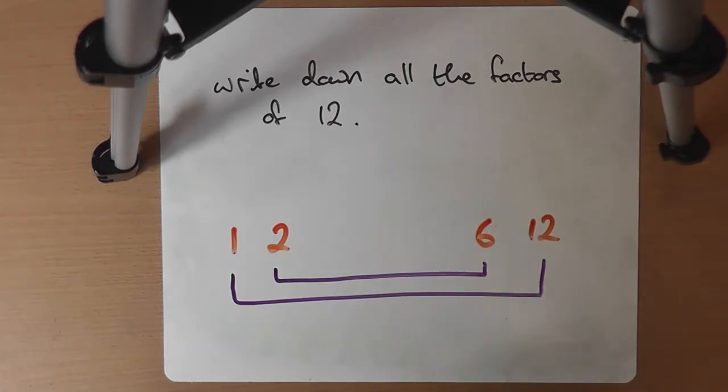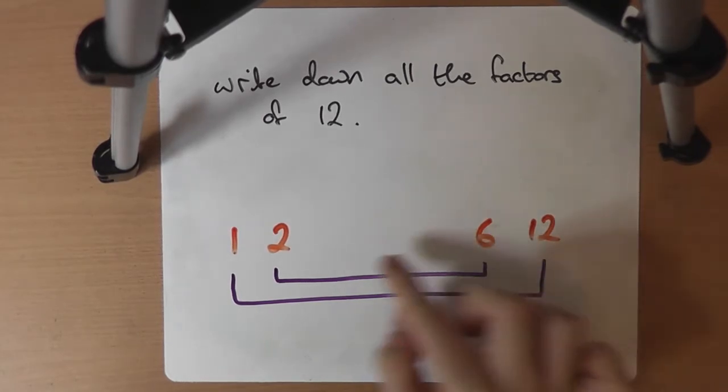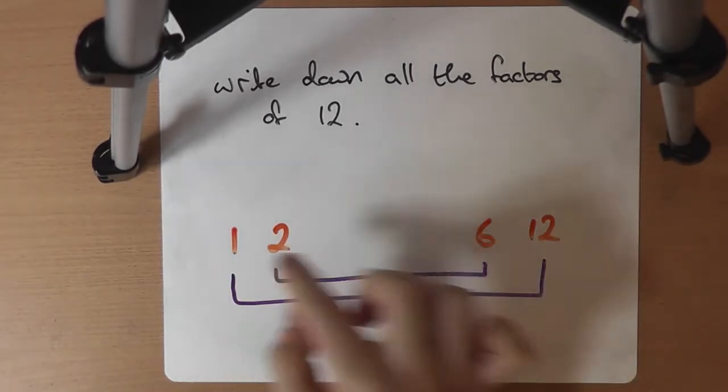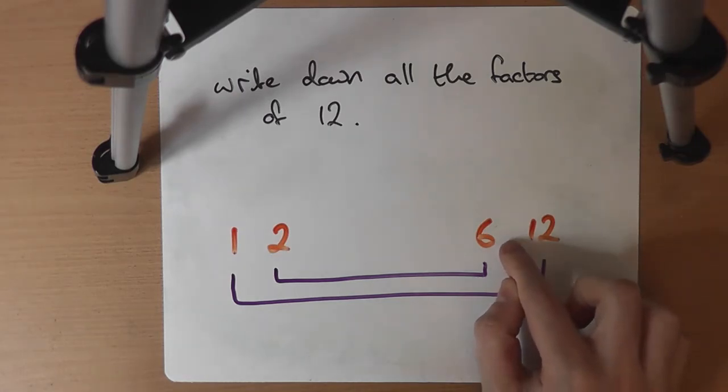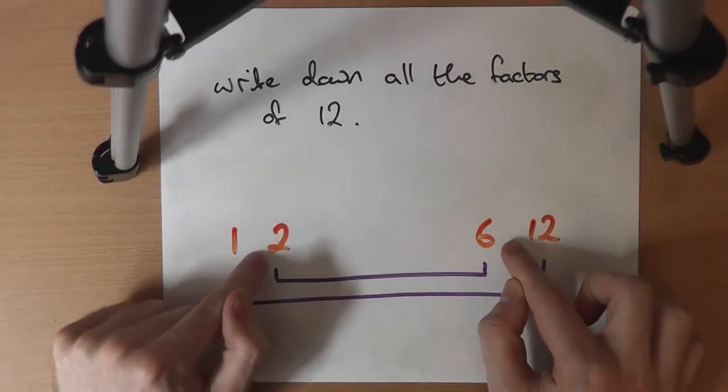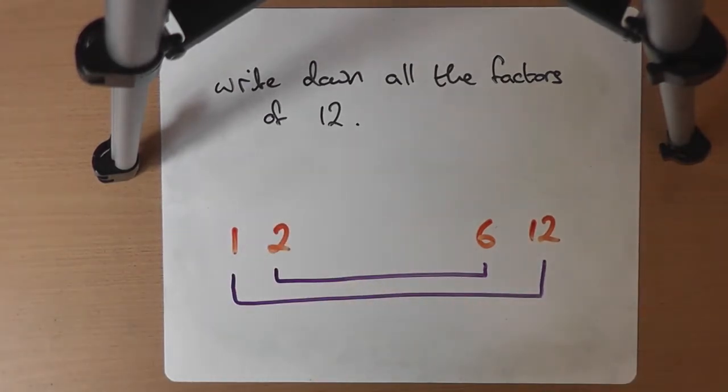There cannot be a factor between 6 and 12, because 2 6s make 12 and 1 12 makes 12. Anything in here, if there was something, would have to multiply with something between 1 and 2. And the only thing that's between 1 and 2 is decimals, which we cannot have because factors have to be whole numbers. So now the list is bounded between 2 and 6.